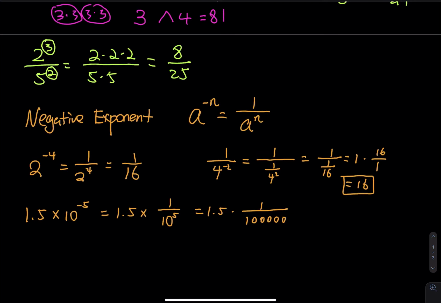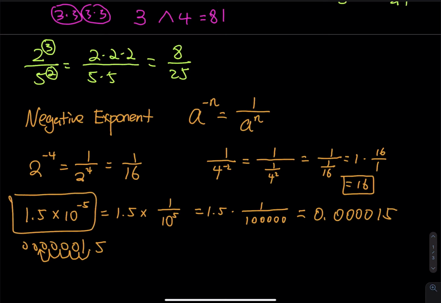So this is how I do it. I draw 1.5 and then I prepare a few zeros and then I start the move. 1, 2, 3, 4, 5, 5 steps. So that is equal to 0.000015. So basically, when you see a problem like this, that means this quantity is very, very small.